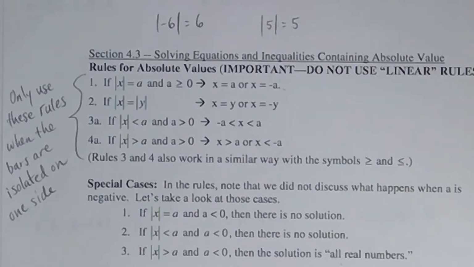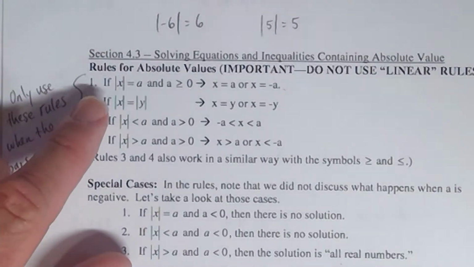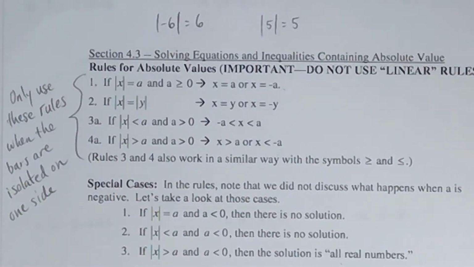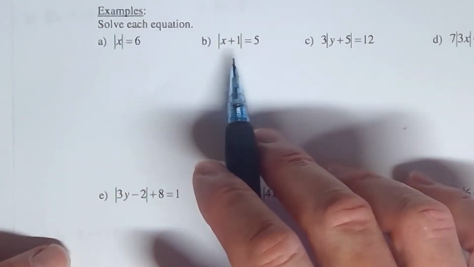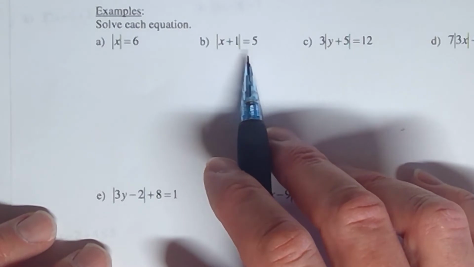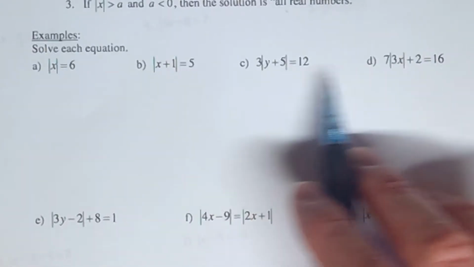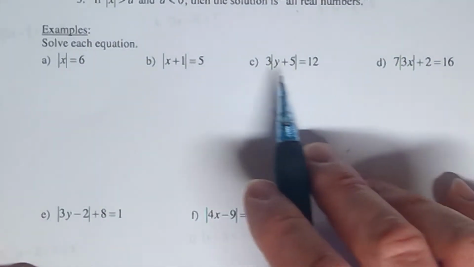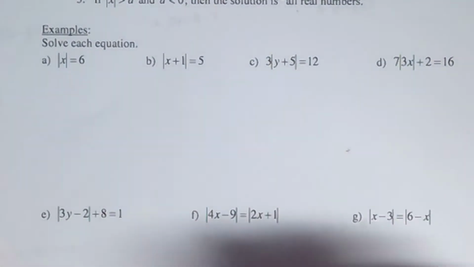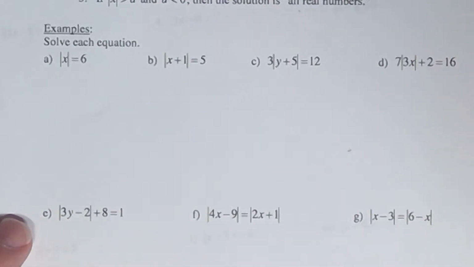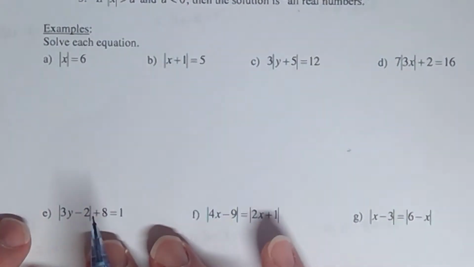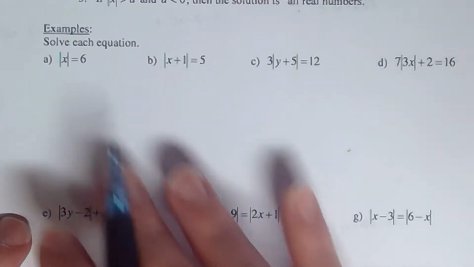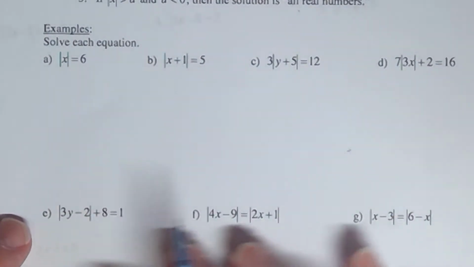So, basically 3 things that we're going to do. Number 1, if it's not done already, we're going to get the bars by themselves. You can see in problems A and B, the bars are already by themselves on one side of the equal sign. Whereas in C, D, and E, the bars are not by themselves. So in C, D, and E, we're going to have to get them by themselves. Either way, you need the bars by themselves on one side of the equal sign.